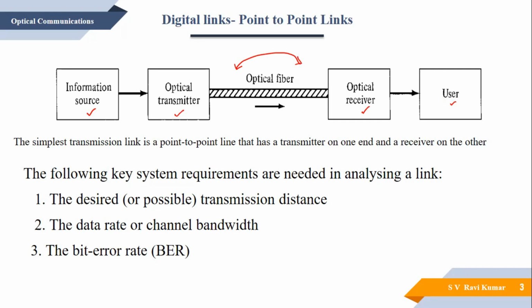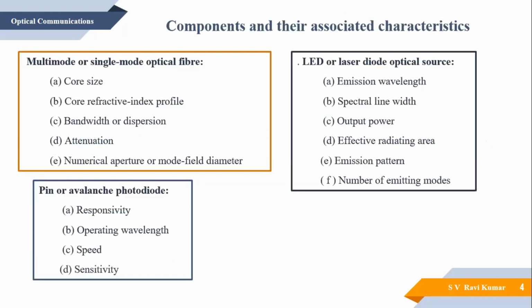So here, the system requirements to analyze optical fiber links are the desired transmission distance, how much distance you want to align for the optical fiber, the data rate or channel bandwidth, and bit error rate. Bit error rate I already told you just now. So these are the three requirements to be considered to analyze the transmission link.